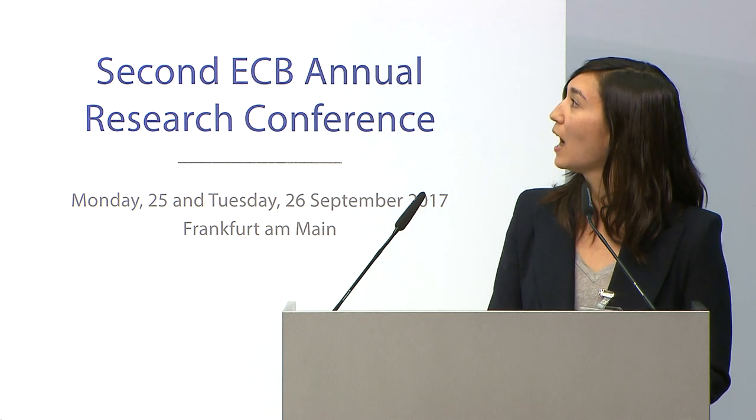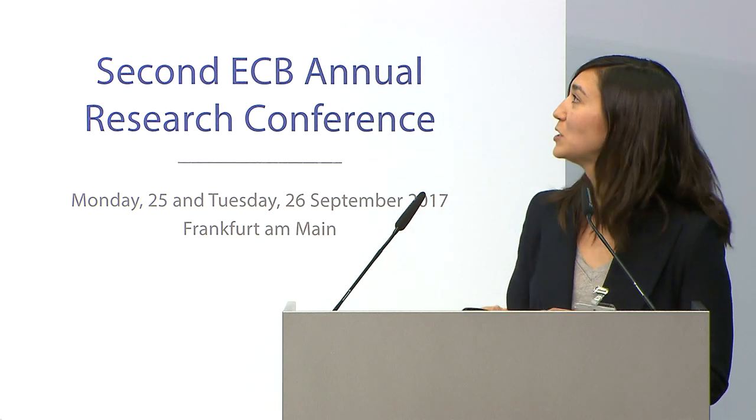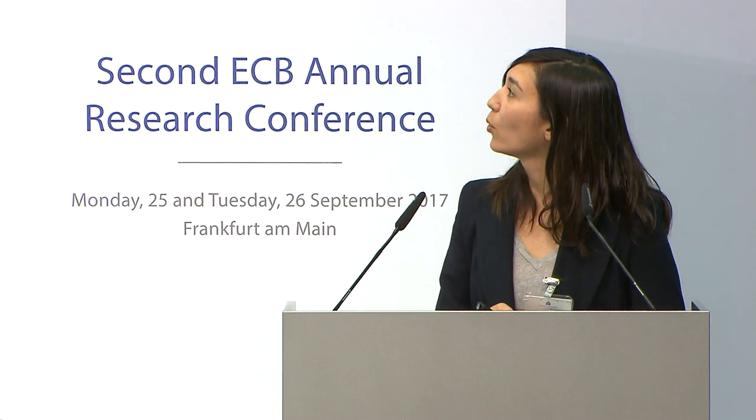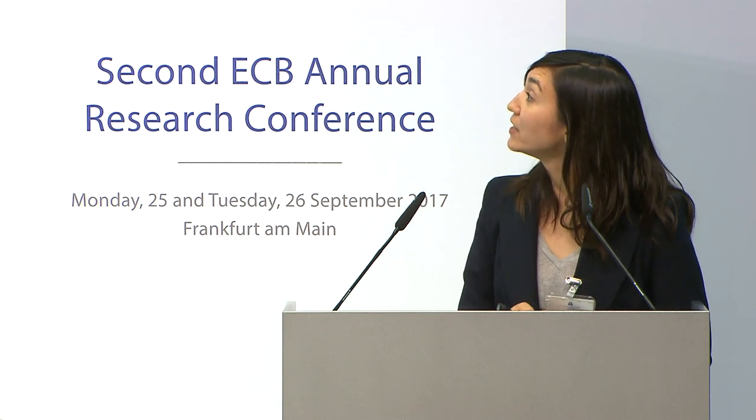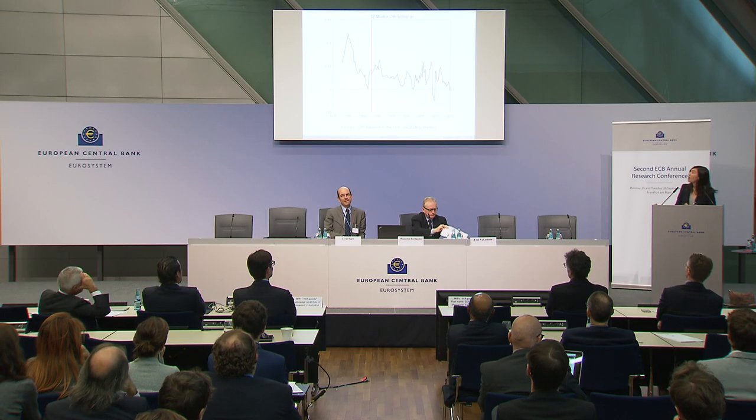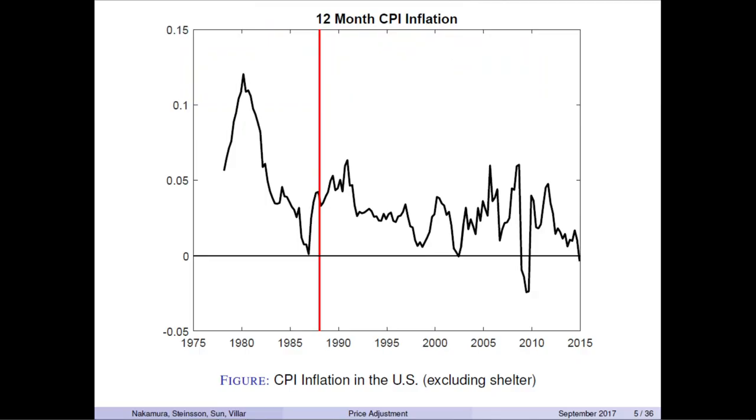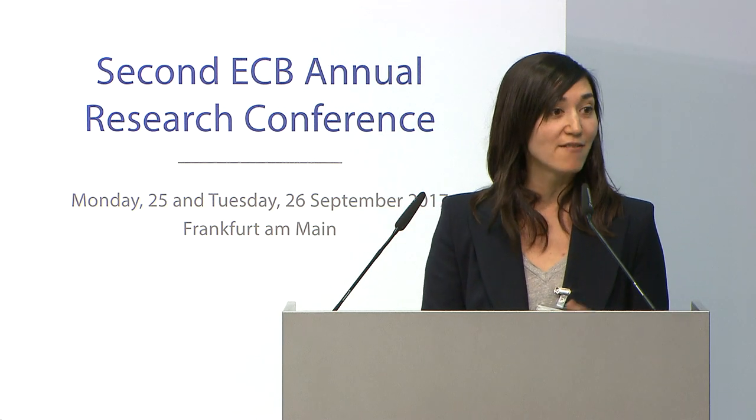But until recently, the micro price data available for the United States only went back to 1988. This is a picture of U.S. inflation going back to the late 1970s, and the previous micro price data went back to the red line, and you can see that was a pretty boring period in U.S. inflation history. In particular, it did not include the great inflation period and the subsequent Volcker disinflation in the early 1980s, which is the major event of U.S. inflation history. So the data contribution in this paper was to extend the CPI micro data set back to the late 1970s, so we could have evidence on this great inflation period.